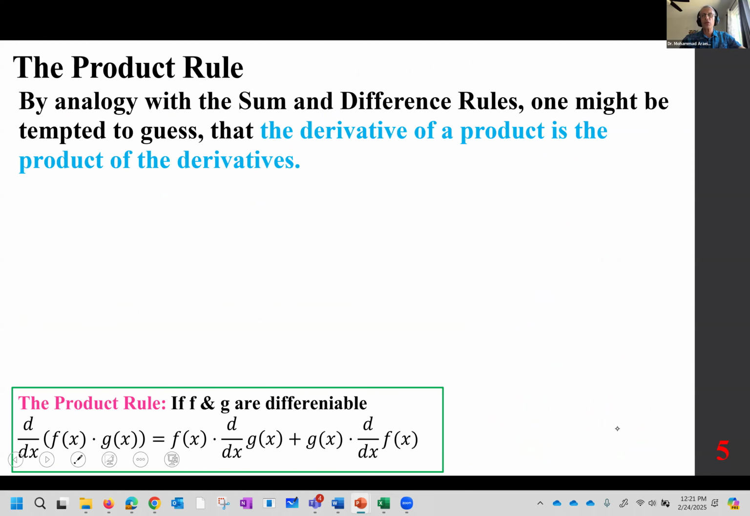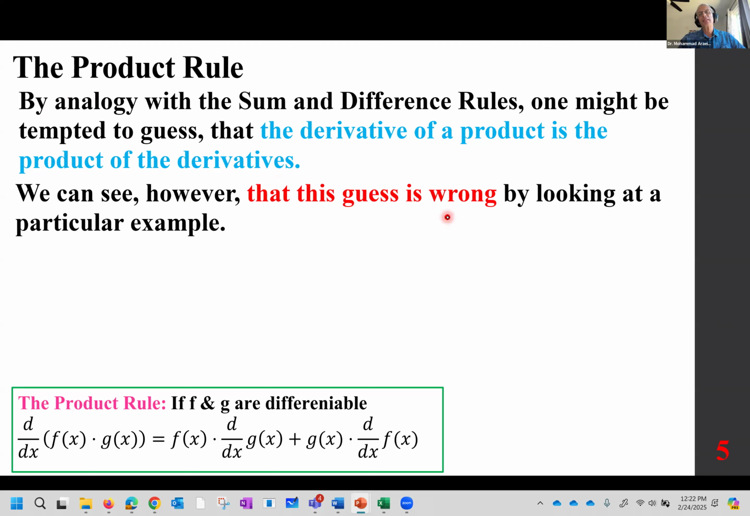Now, as far as the product rule is concerned, class, the proof, I have it at the end of the PowerPoint. You're more than welcome to look at it. But for now, we are going to look at a couple of interesting things. First of all, by analogy with the sum and difference rules, one might be tempted to guess that the derivative of a product is the product of the derivatives, which is not the case.